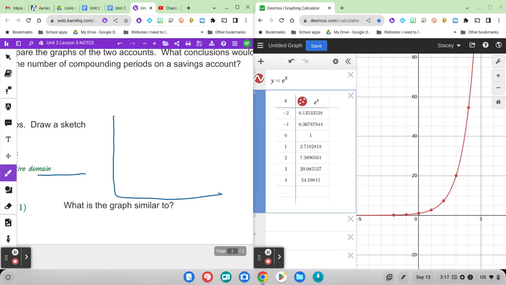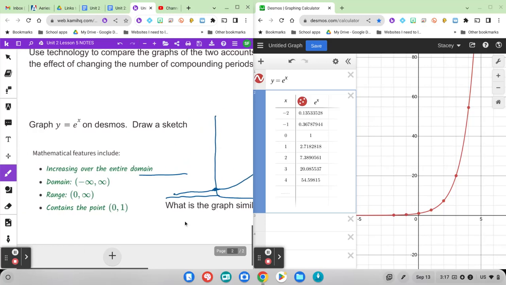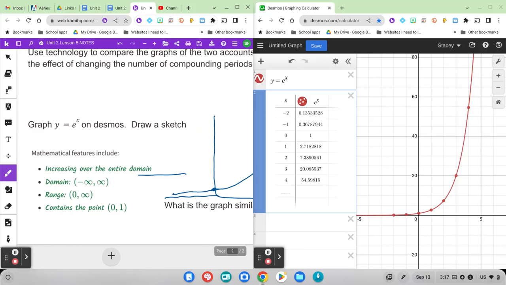Okay, it's going to be crossing at 0, 1, and it's going to keep going up. And we know for sure one of our points is 0, 1. It is continuing over the entire domain. And which graph is this similar to? Isn't this similar to our exponentials and our logs? So very, very similar to even y equals 2 to the x. Very, very similar to this.